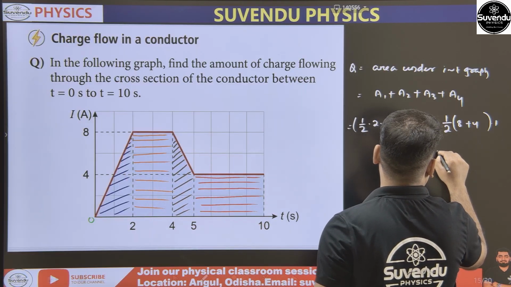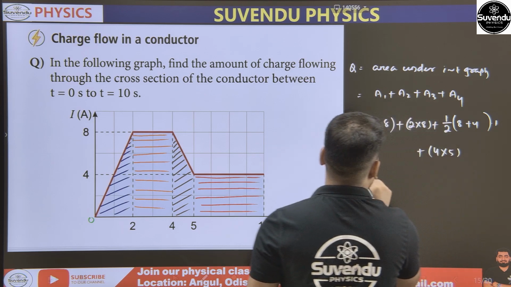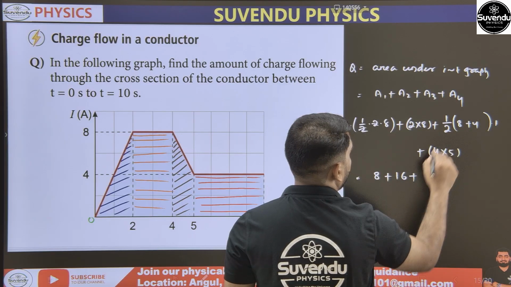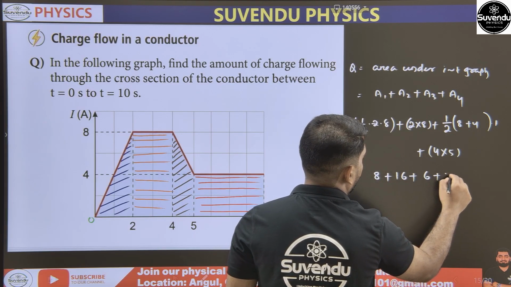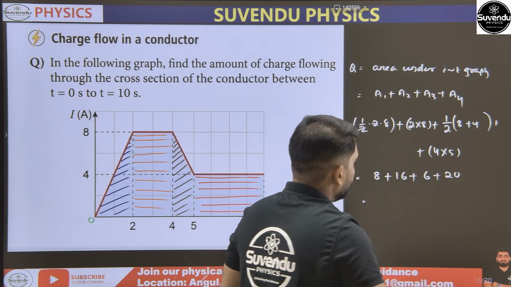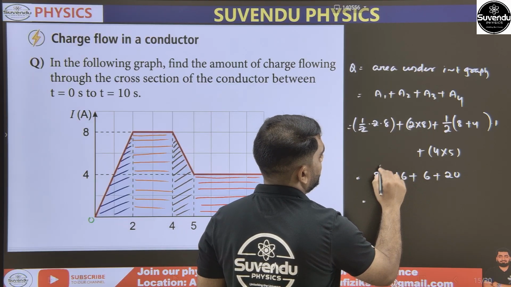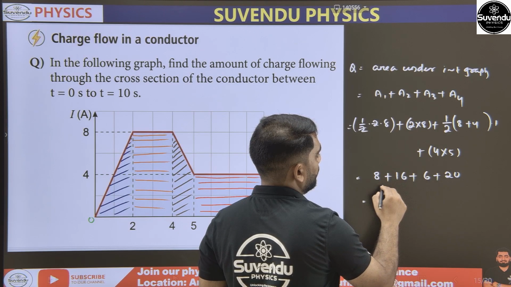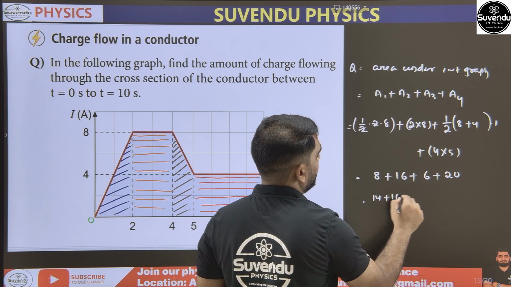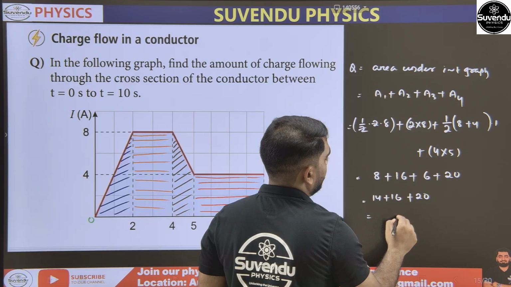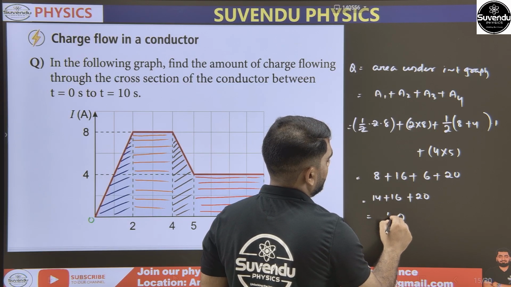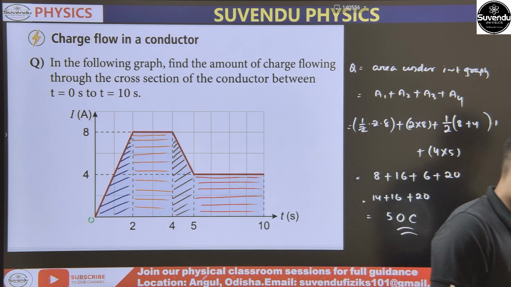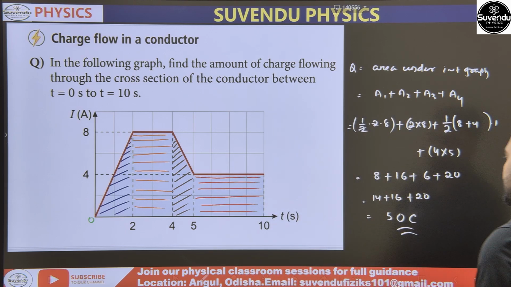this one is 10 minus 5, which is 5, so 4 into 5. After this calculation, this is 8 plus 16 plus 6 plus 20. Okay, so 8, 6, 14, 14, 10 is 14 plus 16 plus 20, which is 50 coulomb. Clear? This is our answer. This is the answer of the given question.